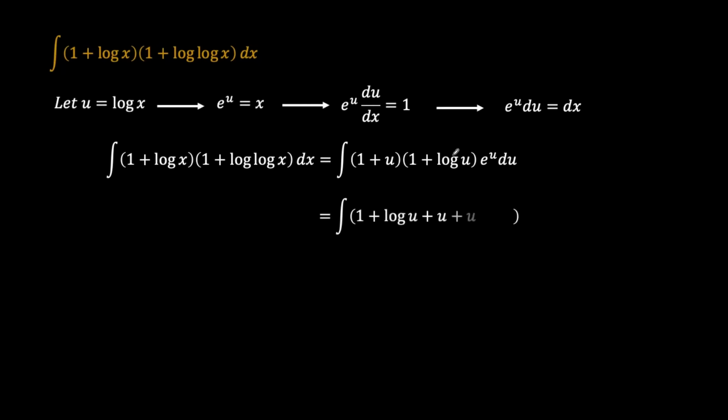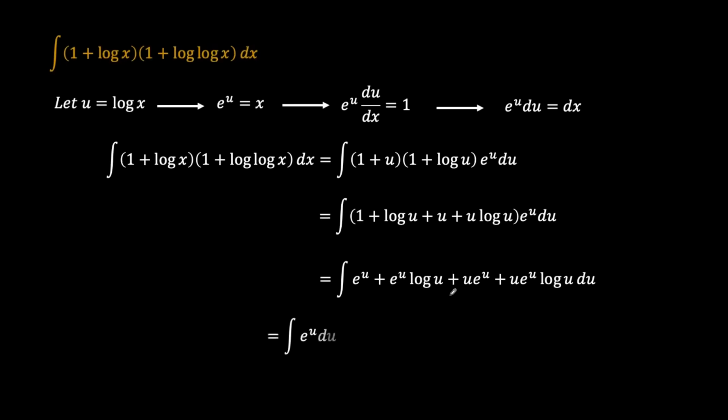So multiplying this part together, we have the bracket 1 plus natural logarithm of u plus u plus u times natural logarithm of u, all in brackets, times e to the power u. And now if we multiply e to the power u across, we have e to the power u plus e to the power u natural logarithm of u plus u times e to the power u plus u times e to the power u times natural logarithm of u.